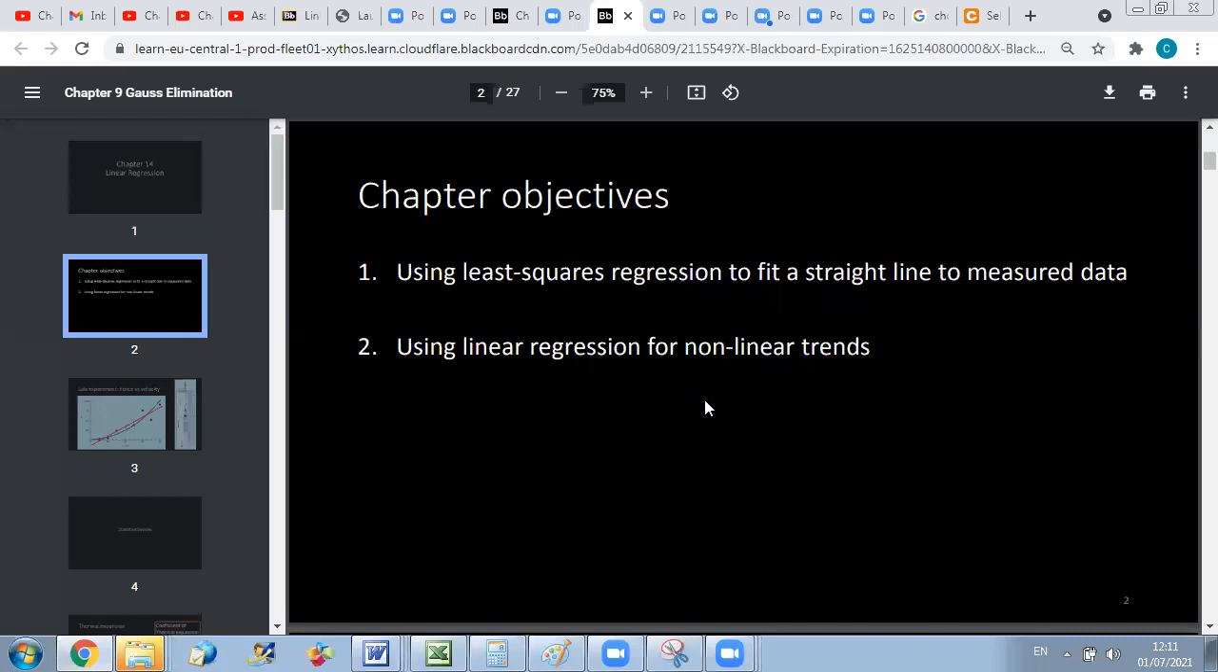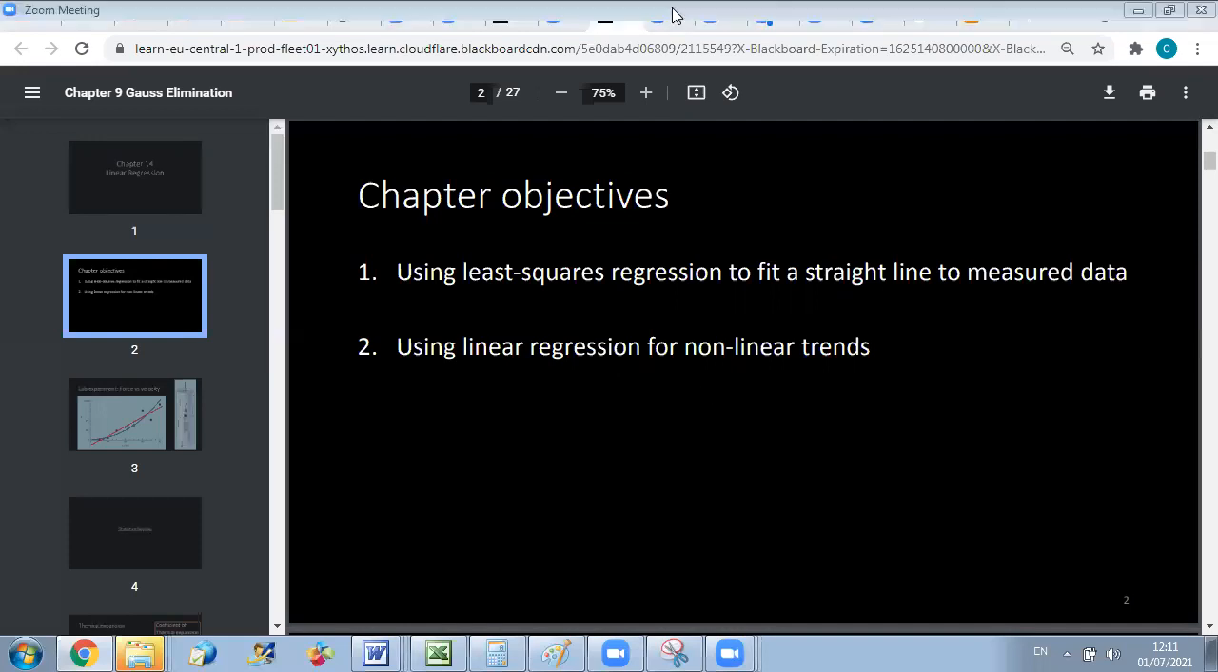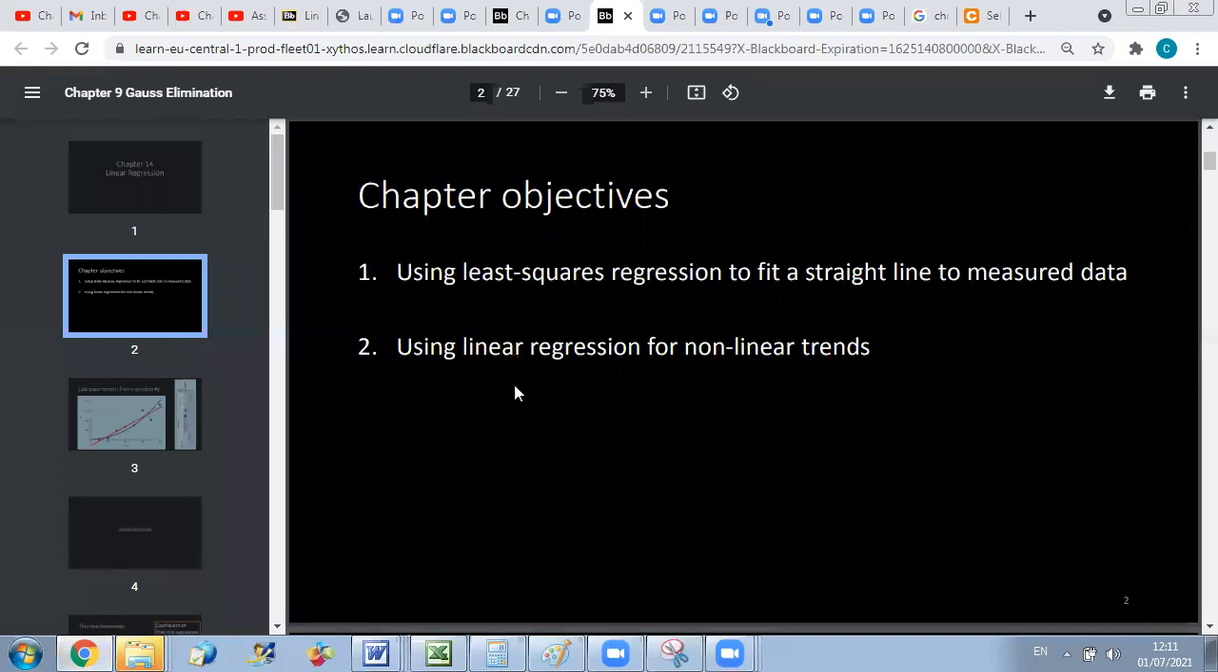So the objectives of this chapter are to use least squares regression to fit a straight line to measured data, and to use linear regression for nonlinear trends. We will see that even if we have a nonlinear trend, we can linearize the function so that a linear fit will work. So we have several examples in which nonlinear trends can be represented by a linear regression fit.